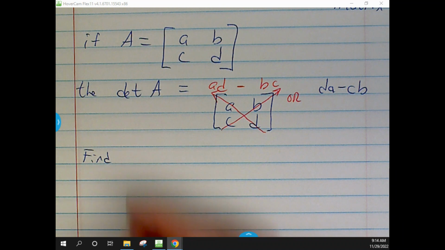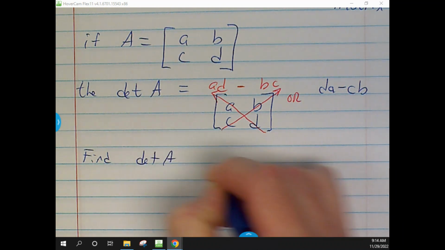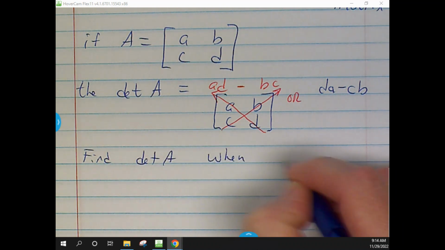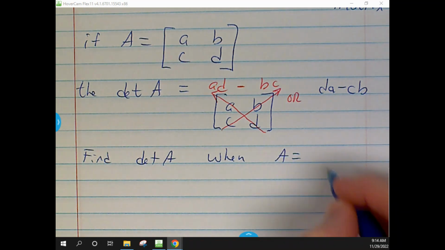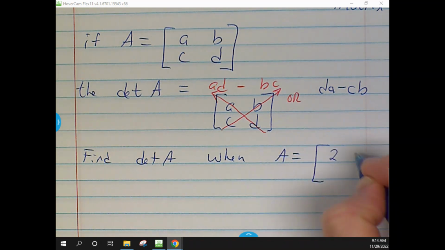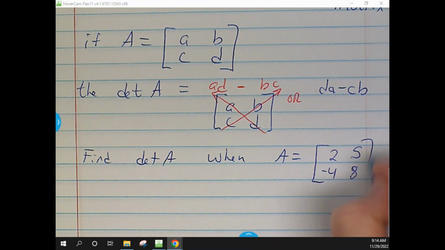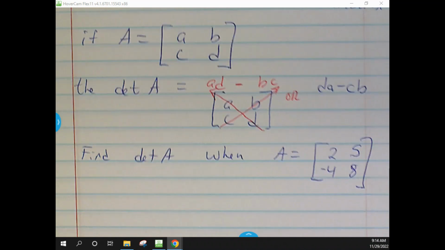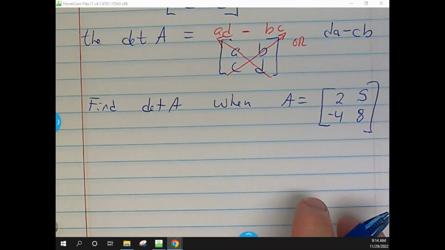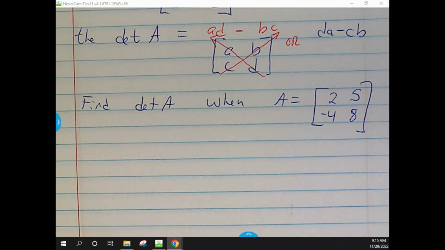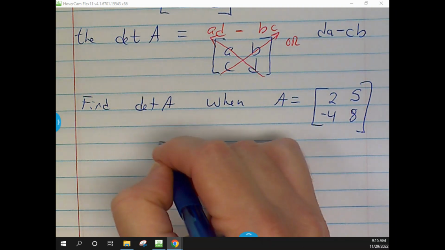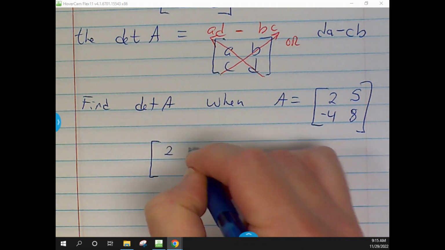Okay, so here we go. Let's give you one. Find the determinant of A when A equals 2, 5, negative 4, 8. Again, if you're looking at this on either the paper-and-pencil test or on MyMathLab, you've got to write the question down. So this will be one where you go back and write down the matrix.